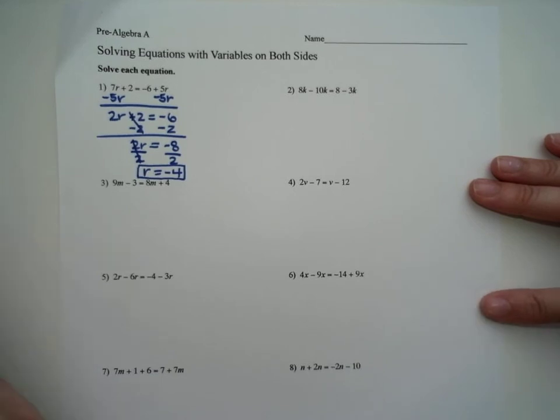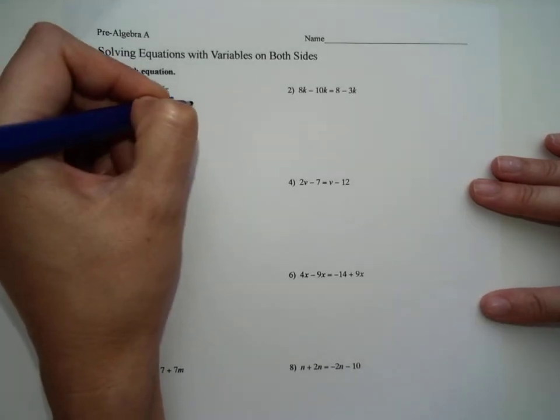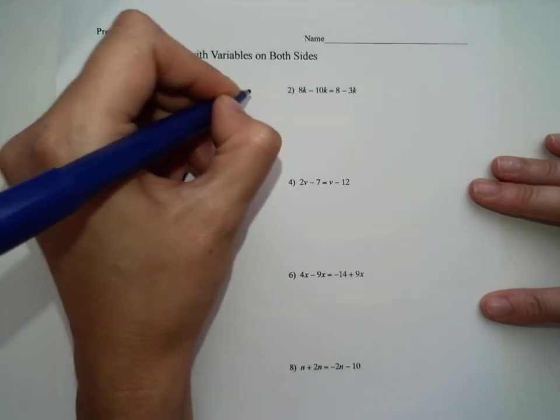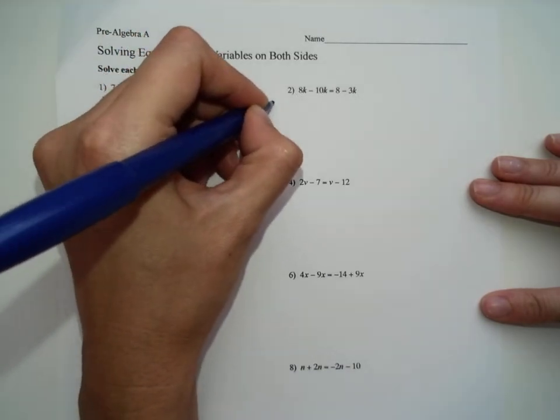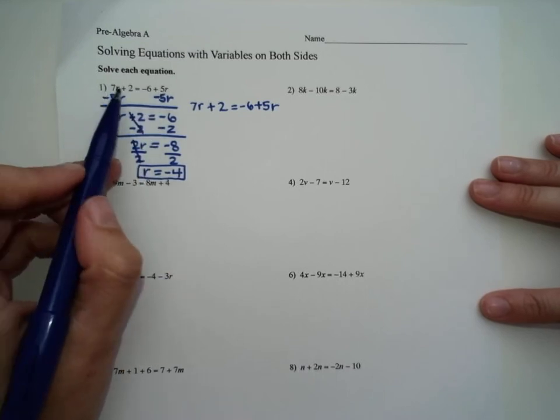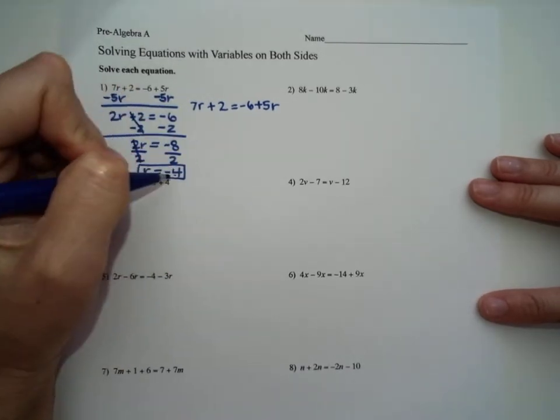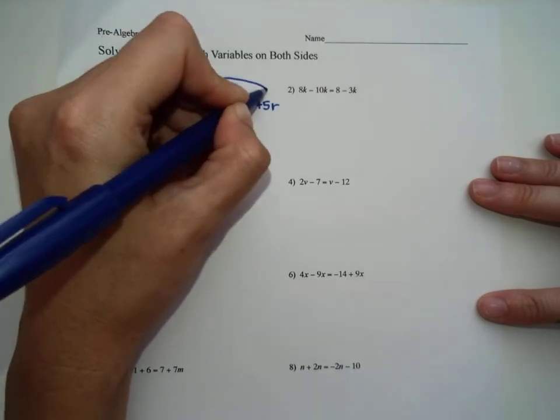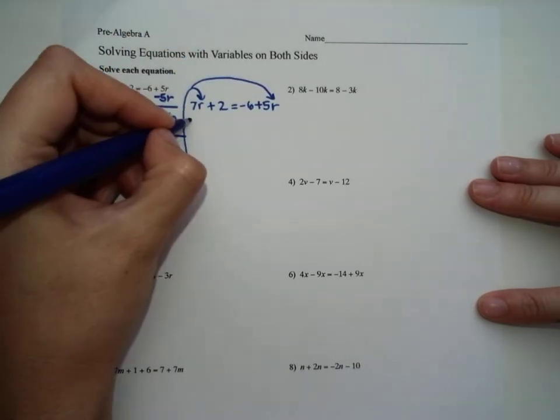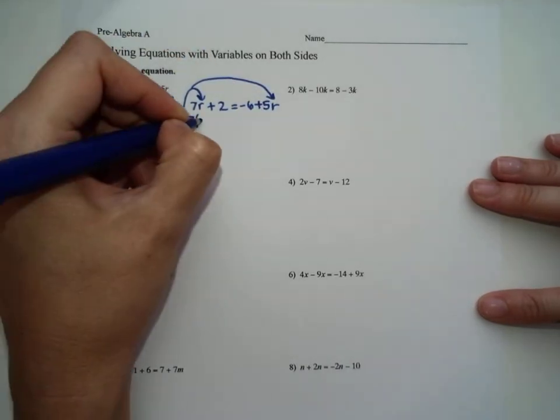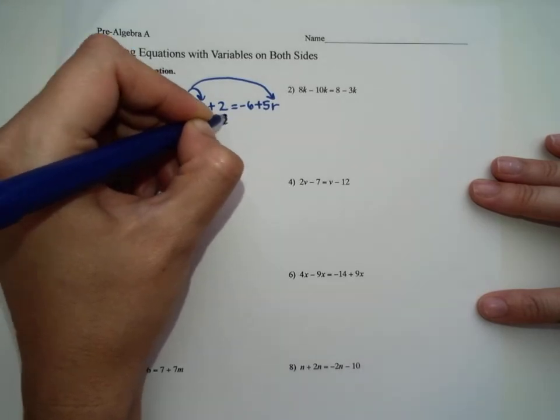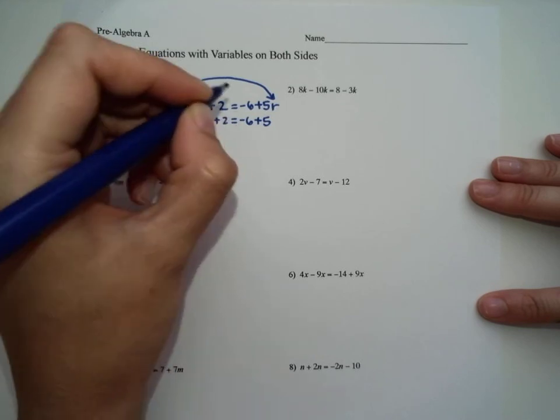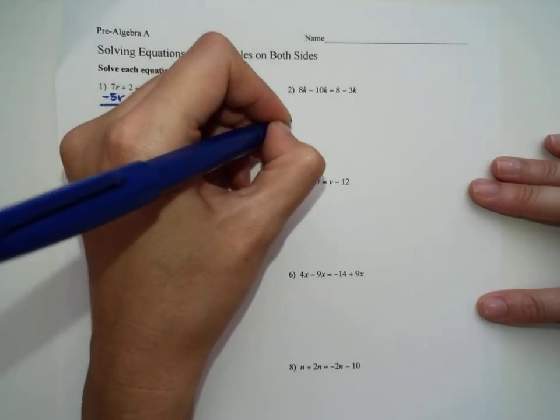And lastly, we check our answer. So we have 7r plus 2 equals negative 6 plus 5r. So I have my original equation, and then I think r equals negative 4. So I'm going to substitute that in for this r and this r. So I have 7 times negative 4 plus 2 equals negative 6 plus 5 times r, which is negative 4.